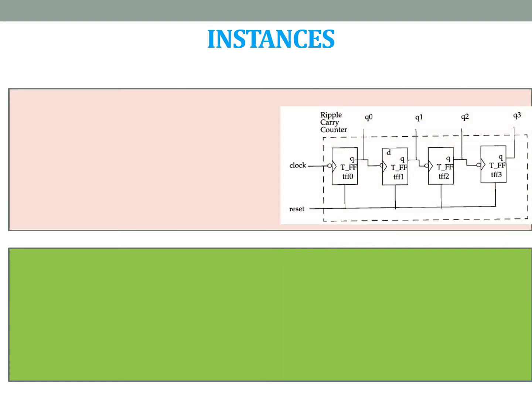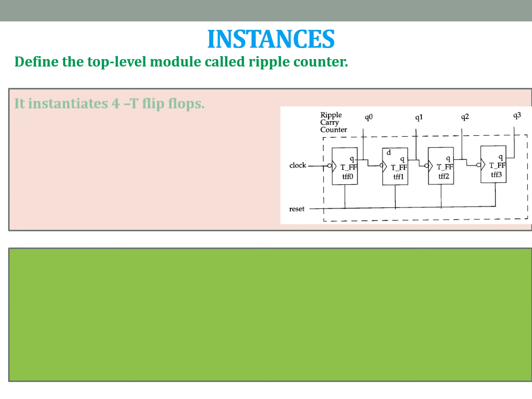Consider the ripple carry counter, which is the top level module. This ripple carry counter, which is built using 4 negative edge triggered T flip-flops, instantiates or invokes these 4 instances, copies of the T flip-flops. So first we define the top level module, which is the ripple counter, which instantiates 4 T flip-flops internally.